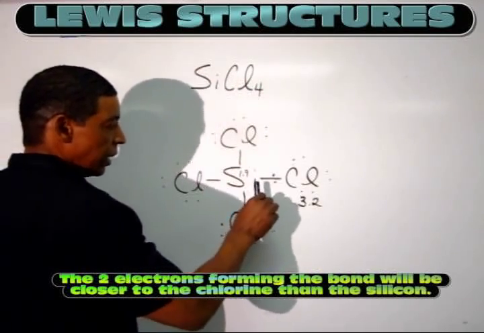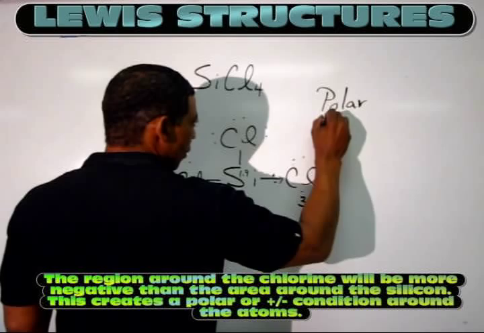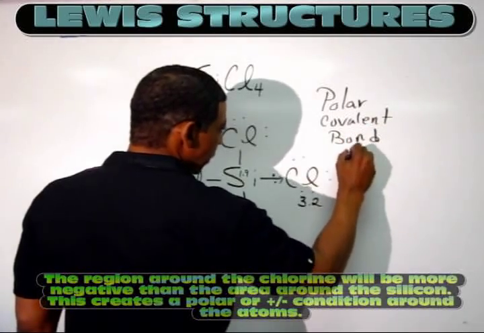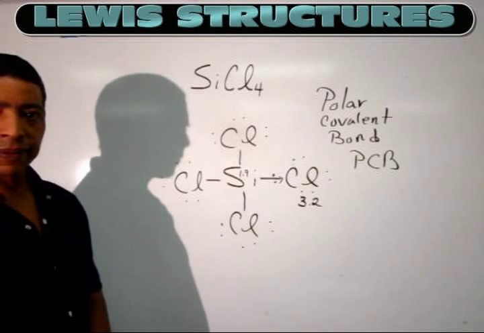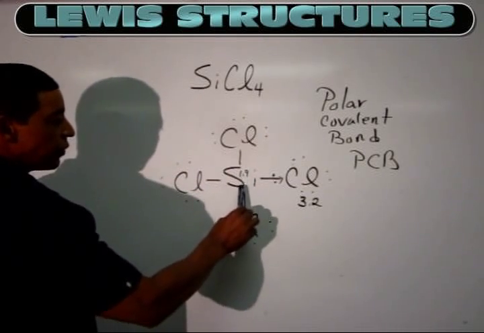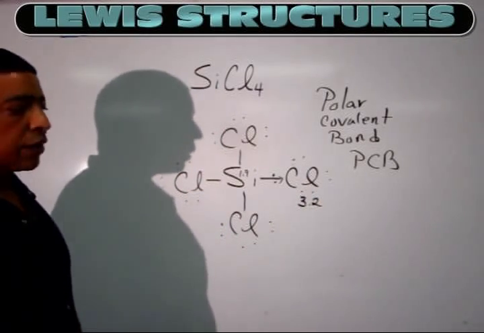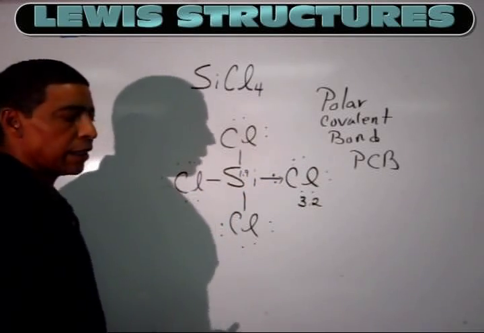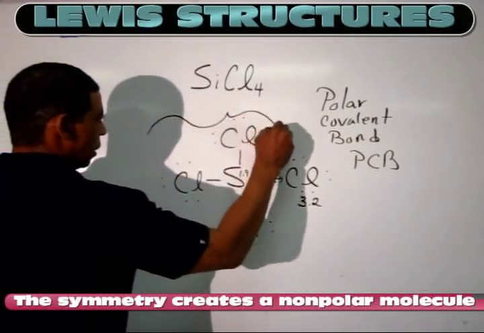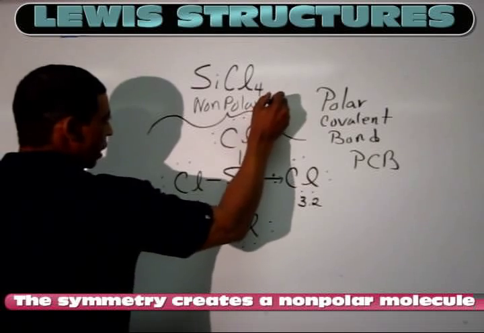This will create a polar bond known as a polar covalent bond, or PCB. Notice also that surrounding the silicon atom are 4 chlorine atoms. Since the 4 chlorine atoms create a symmetrical structure, the molecule represents a non-polar molecule.